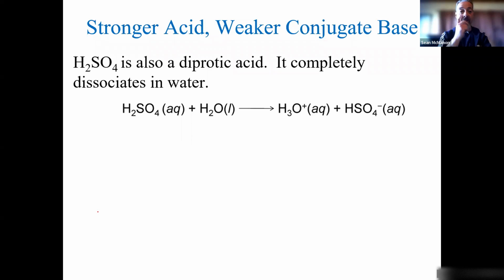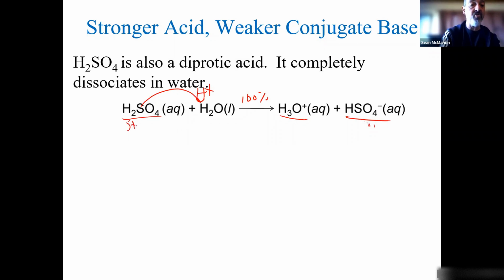Same concept here, the H2SO4. It's diprotic, but only one of the protons dissociates completely. So in sulfuric acid, it's a strong acid, it's 100% dissociation, but only one proton. So I produce hydronium and then the bisulfate, or the hydrogen sulfate.